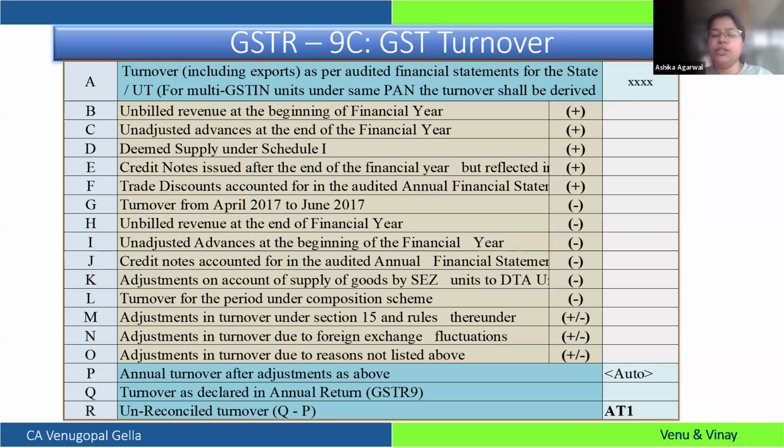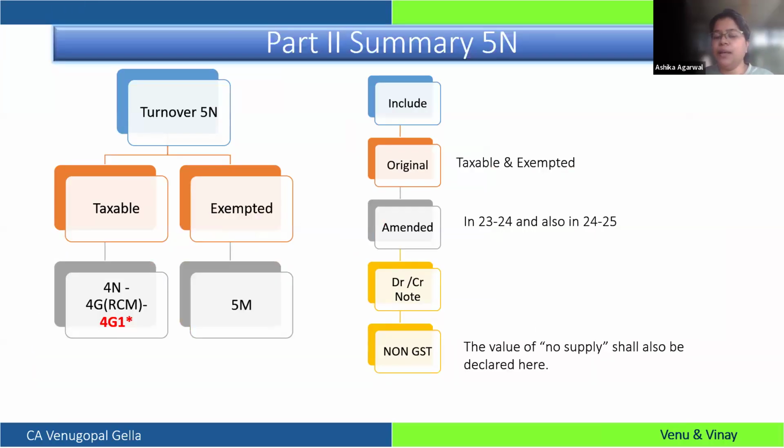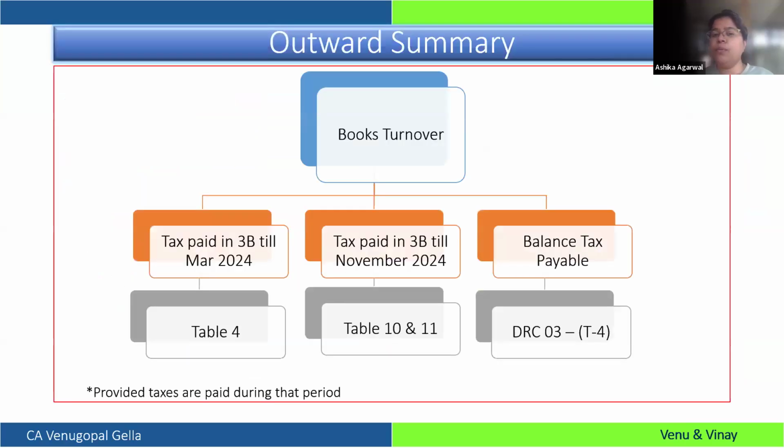As Jagadeesh was talking about, if you see my books turnover, what is paid during the period through GSTR-3B forms part of table 4. What is being paid in 24-25 through GSTR-3B forms part of table 10 and 11. But if any short payment is there, which you have paid through DRC-03, again it will form part of table 4, where we are saying about tax implication in GSTR-9. So those things need to be properly done.